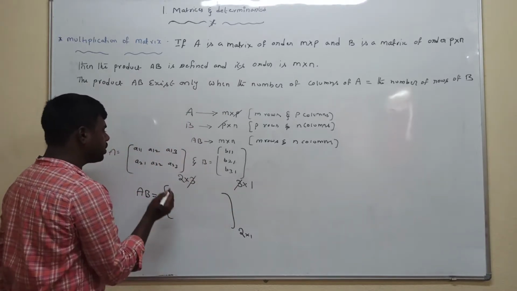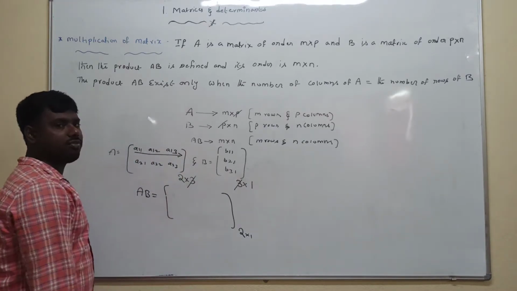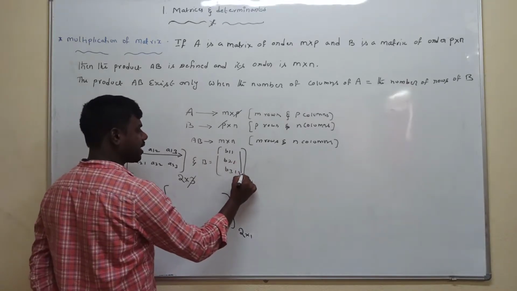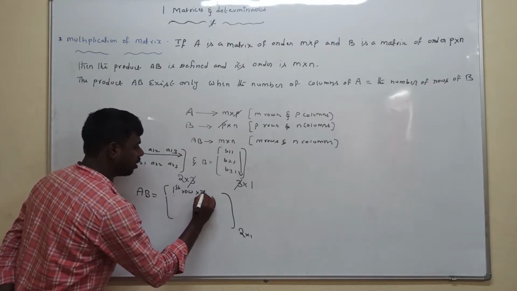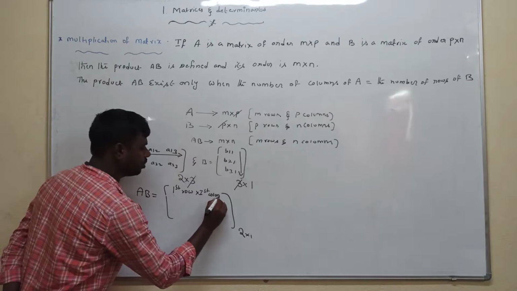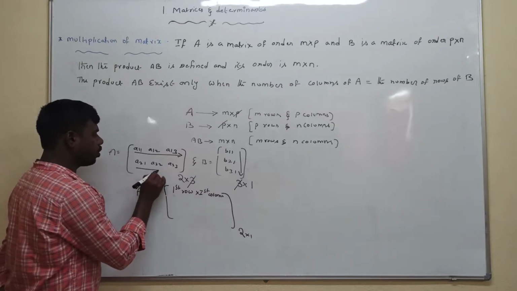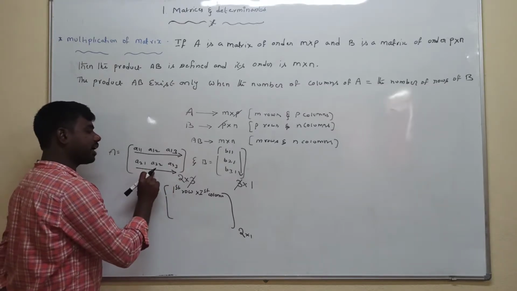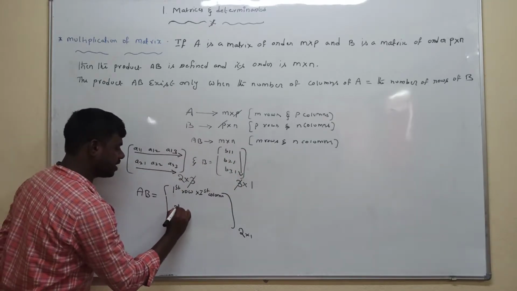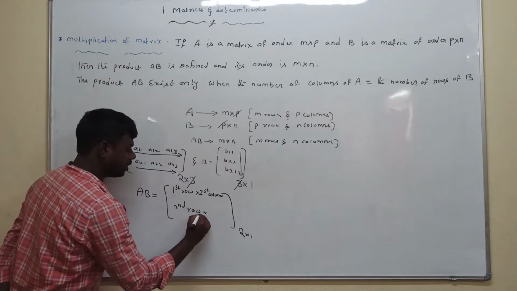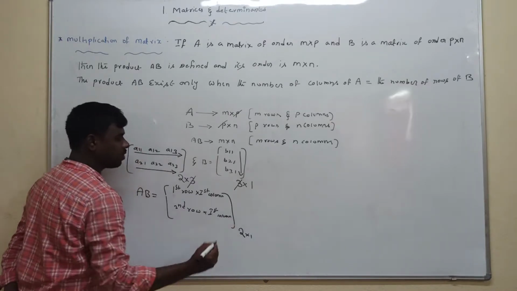So how to do the product: first row in the first matrix into first column in the second matrix. First row, first column is over. Next, we go to the second row. Product of the second row in the first matrix into the first column in the second matrix. That's why second row into first column. So like that is the product.